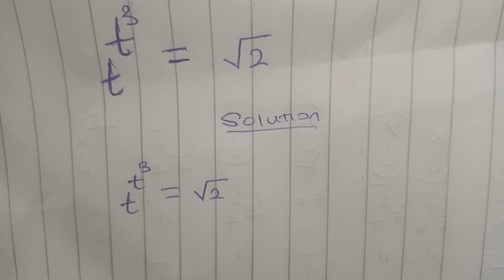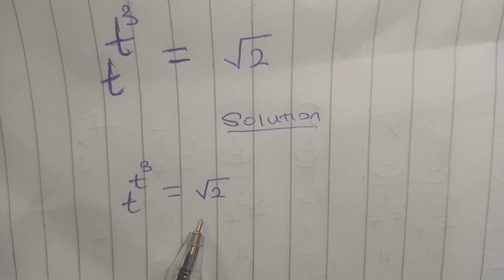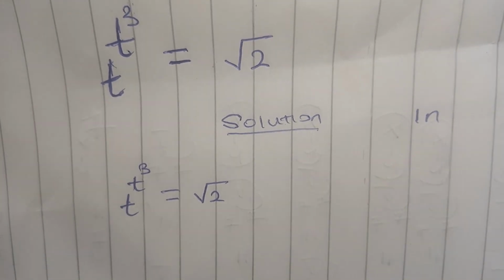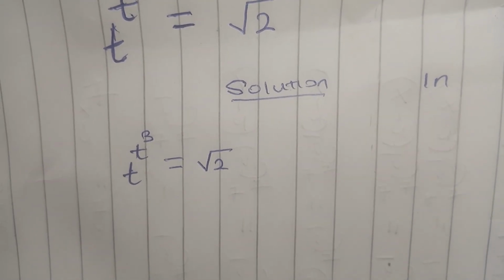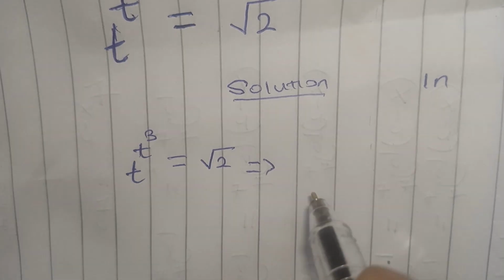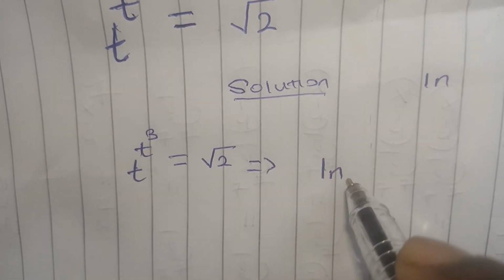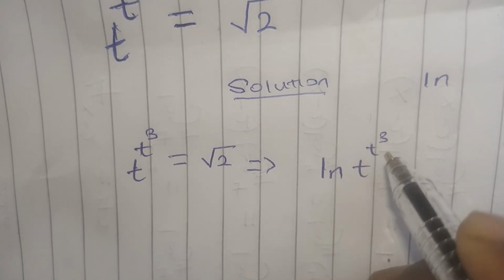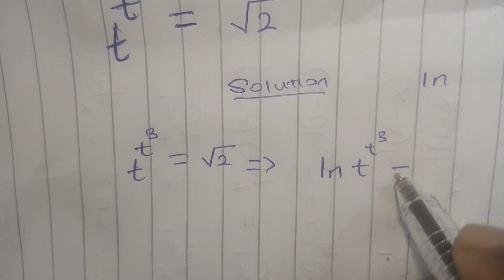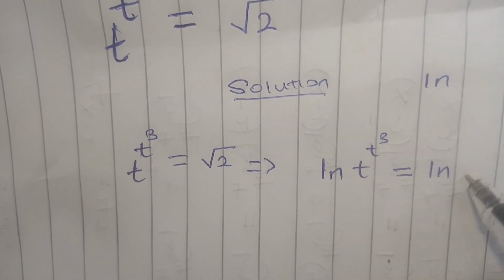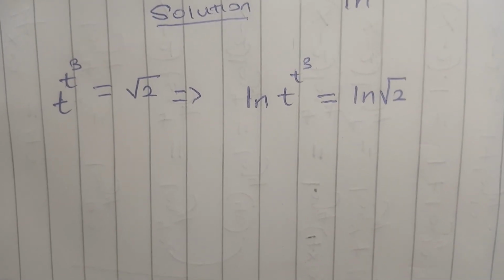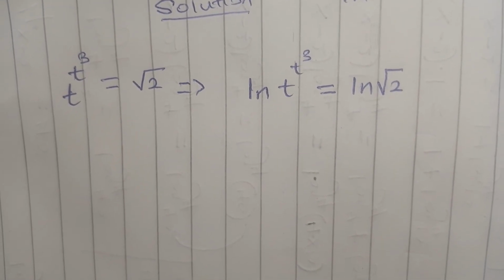the first thing we are going to do is to take the natural log of both sides of the equation, which is ln. If we do that, we are going to have ln of t to the power of t to the power of 3 is equal to ln of root of 2. Having done this, what then is the next step?